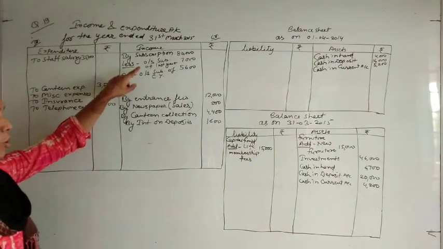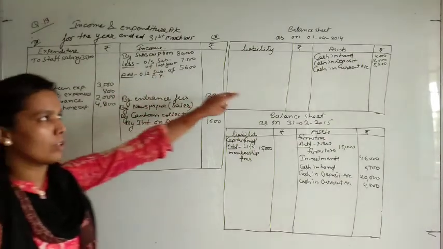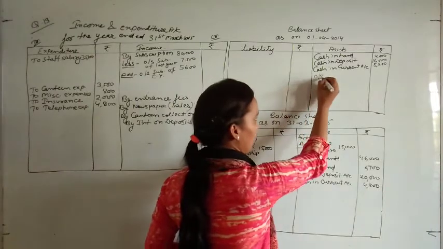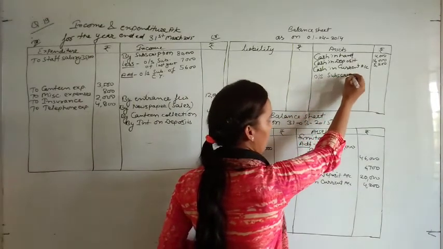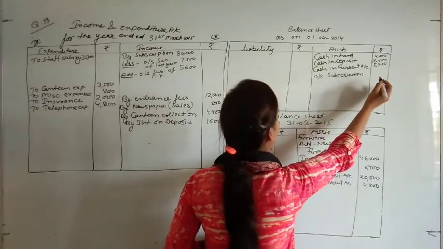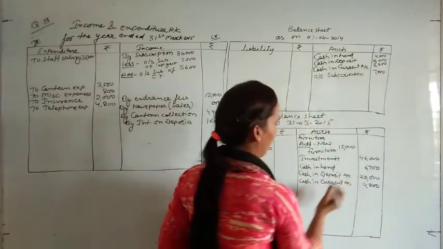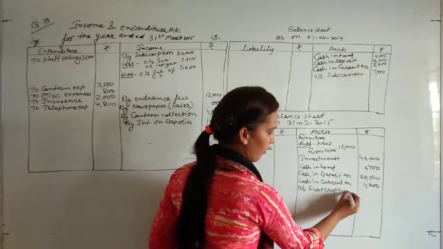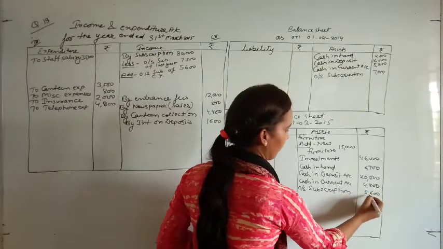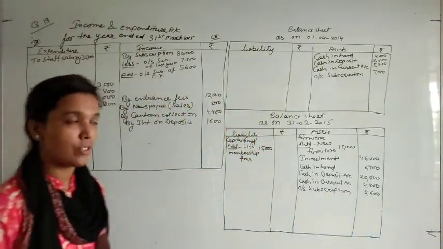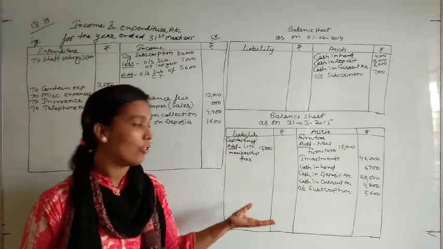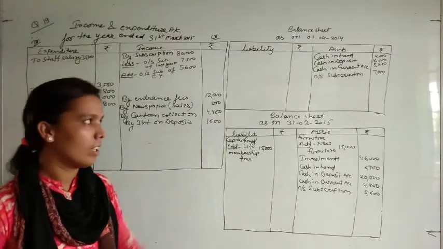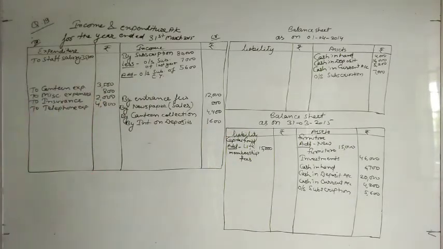The same outstandings of last year and current year will also be transferred to the balance sheets. Last year's subscription will be transferred to last year's balance sheet, outstanding subscription, that is 7,000, and in this balance sheet outstanding subscription, that is 5,600. As you know, these are assets for you because the subscription is income for an NPO, and outstanding means we still did not receive it but we will receive it in future. That's why we are writing these on the asset side.